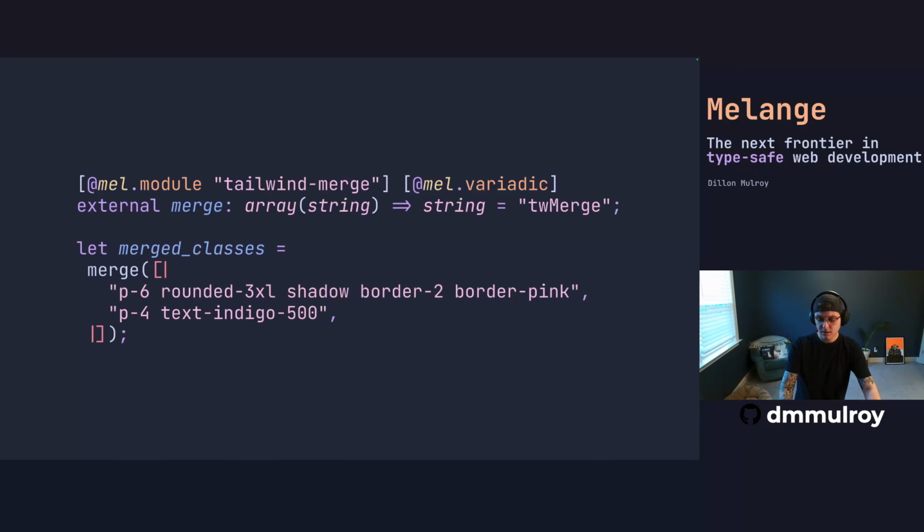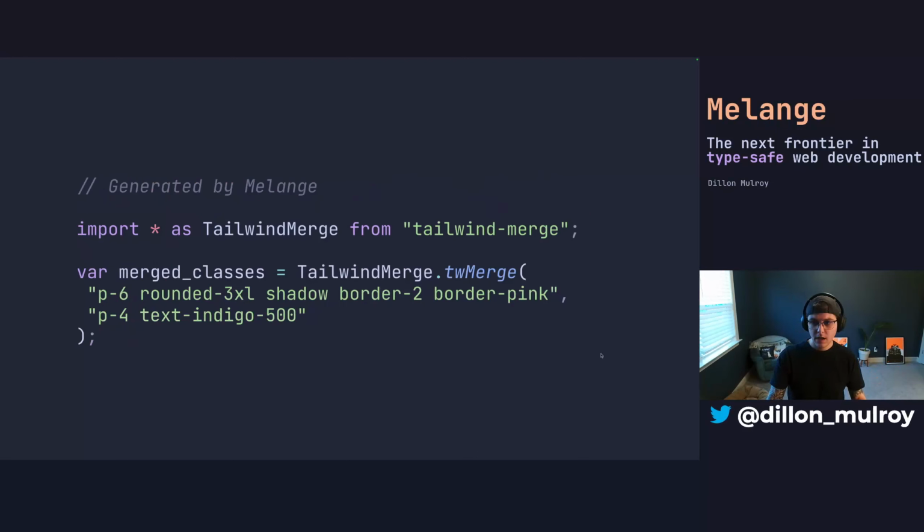So let's see how this looks when we actually use it. There's our binding, and then we can say let merge classes equals merge. Again, merge is the name that we gave it, and we can just pass in an array of strings here, and it's going to essentially spit out a single string. If we looked at what the type of this would be inferred as, it would just be a single string. And here's the code that Melange is going to generate for us. As we can see, import star as Tailwind merge from Tailwind merge, and then we call Tailwind merge.twMerge. Pretty straightforward and simple.